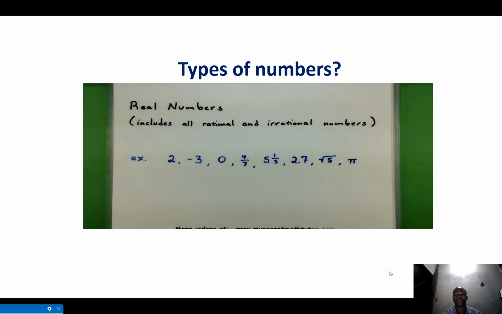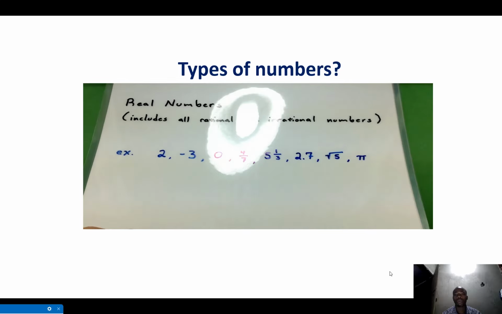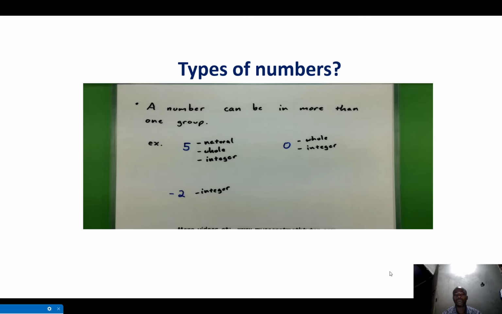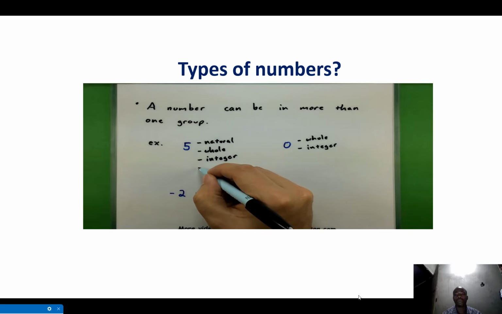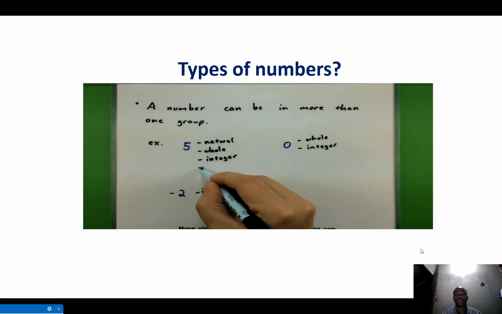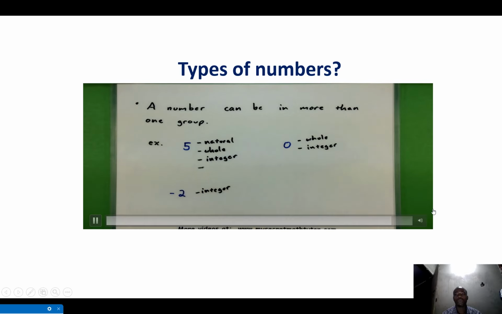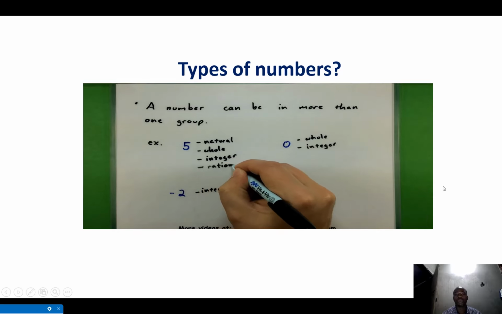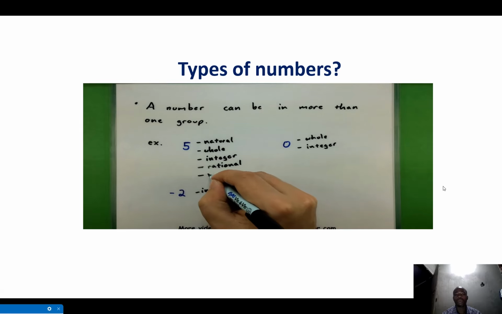So you can see we have a variety of different groups here that you can really take a number and classify it in. Remember that as you're working through these, a number really can be in more than one group. So now that you know a few more groups, we can actually even expand on these ones and say, not only is 5 a natural number and an integer and a whole number, I can also call it a rational number since it can be written as a fraction, and it is a type of real number.